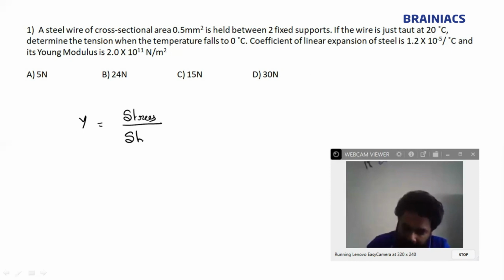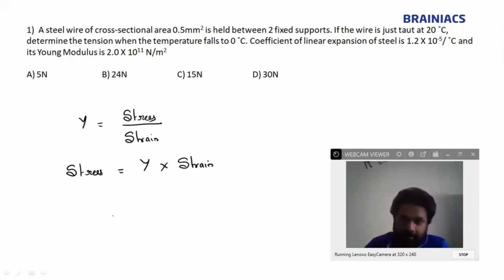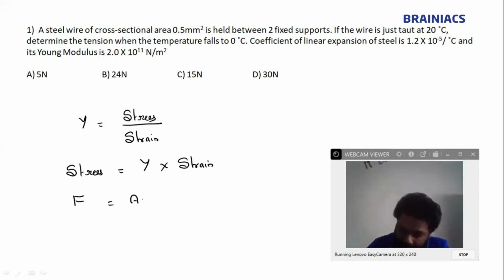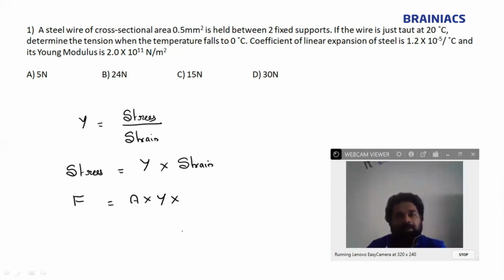Stress by strain. So force is in the formula of stress. So stress is equal to Y into strain. Stress is F by A. So force is equal to area into Young's modulus into strain. Here there is a temperature difference, so heat is involved here.